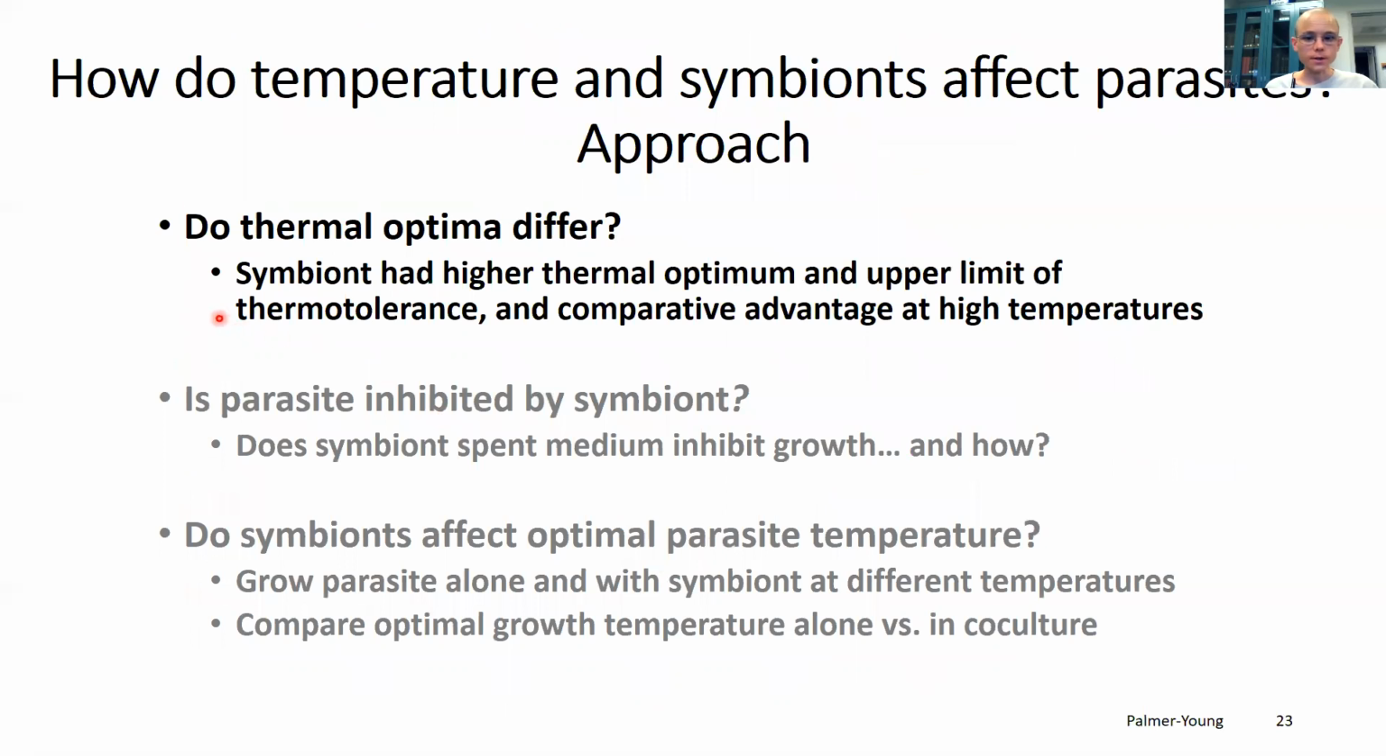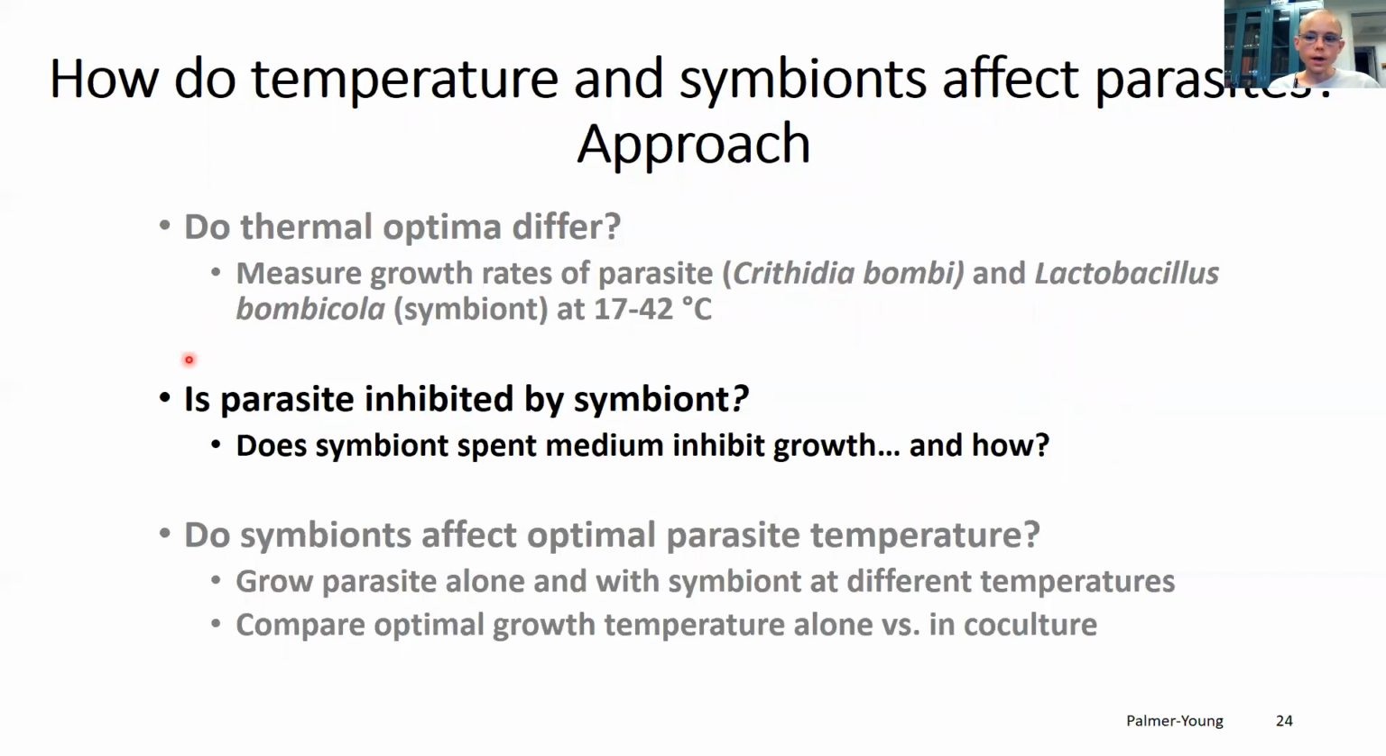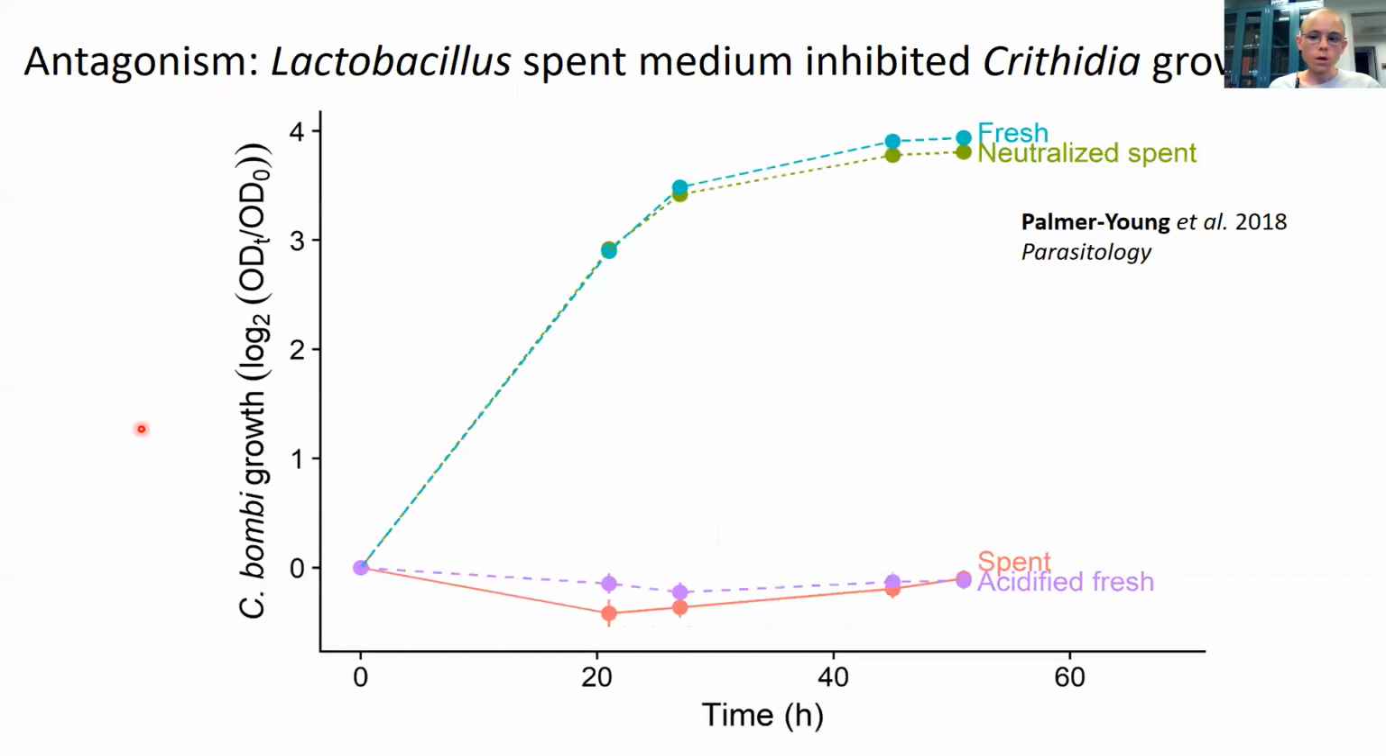To summarize, the symbiont Lactobacillus bombicola performed best at temperatures that were higher than those of peak performance for the parasite, and had a comparative advantage at the upper end of the temperature range found in hosts. I then tested whether chemical exudates in the medium of the symbiont would inhibit parasite growth. The symbiont strongly inhibited parasite growth. When parasites were incubated with spent medium, in which the core symbiont Lactobacillus had been grown, growth was completely inhibited.